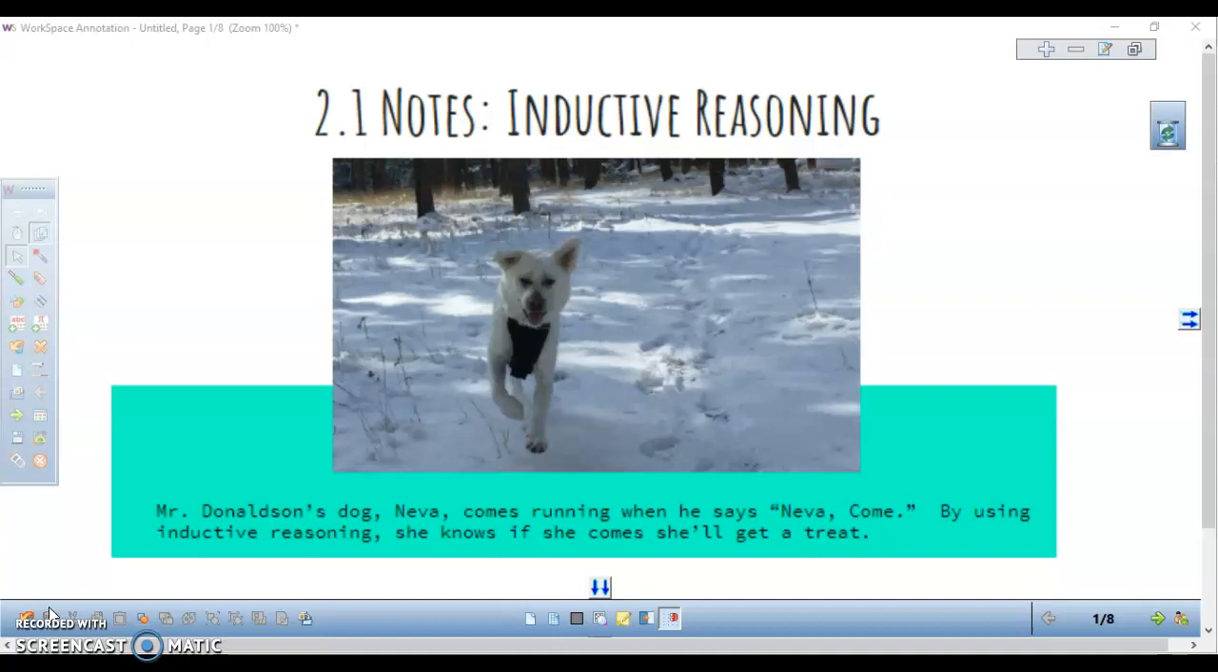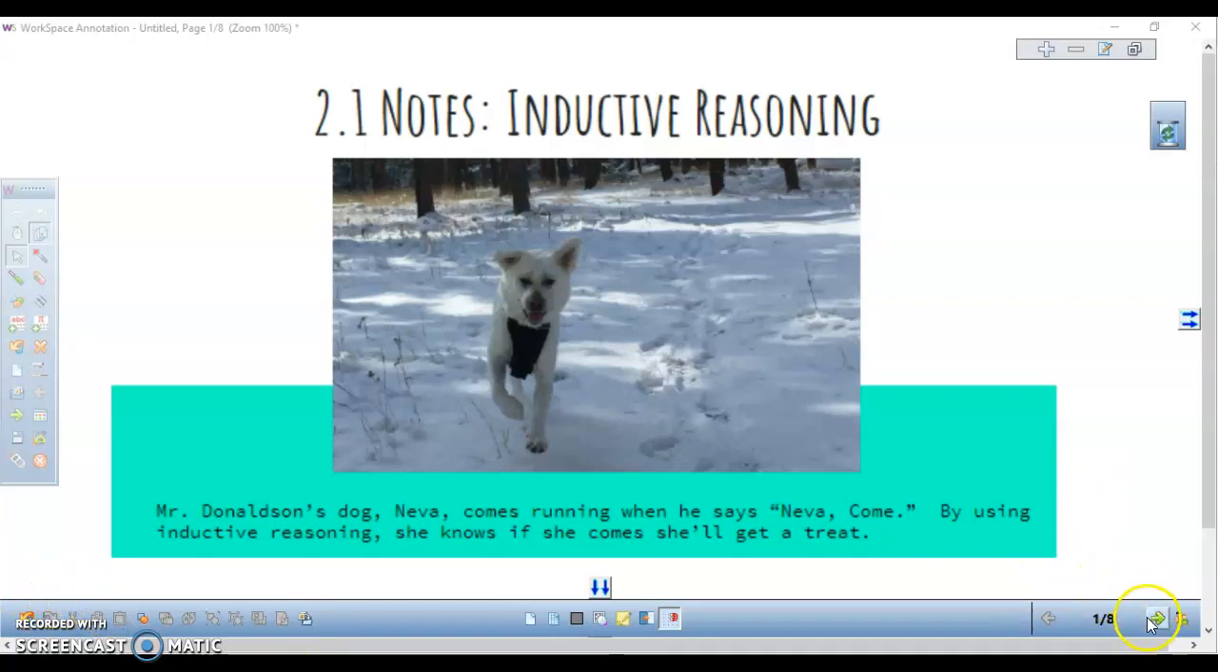Alright, so here's a nice picture of my dog Neva. Mr. Donaldson's dog, Neva, comes running when he says, "Neva, come." By using inductive reasoning, she knows if she comes, she'll get a treat. So, I have my dog trained. Well, if you ask Miss Butler, she'll tell you not very well. But Neva does know enough that when I say, "Hey, Neva, come," she'll come running over to me because she knows she's going to get a treat. And that is an example of inductive reasoning.